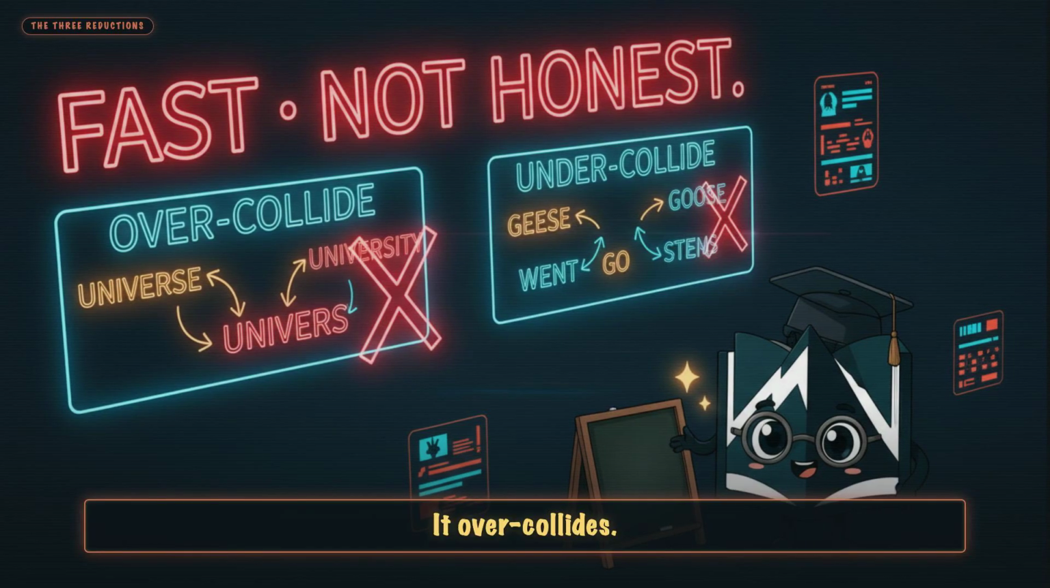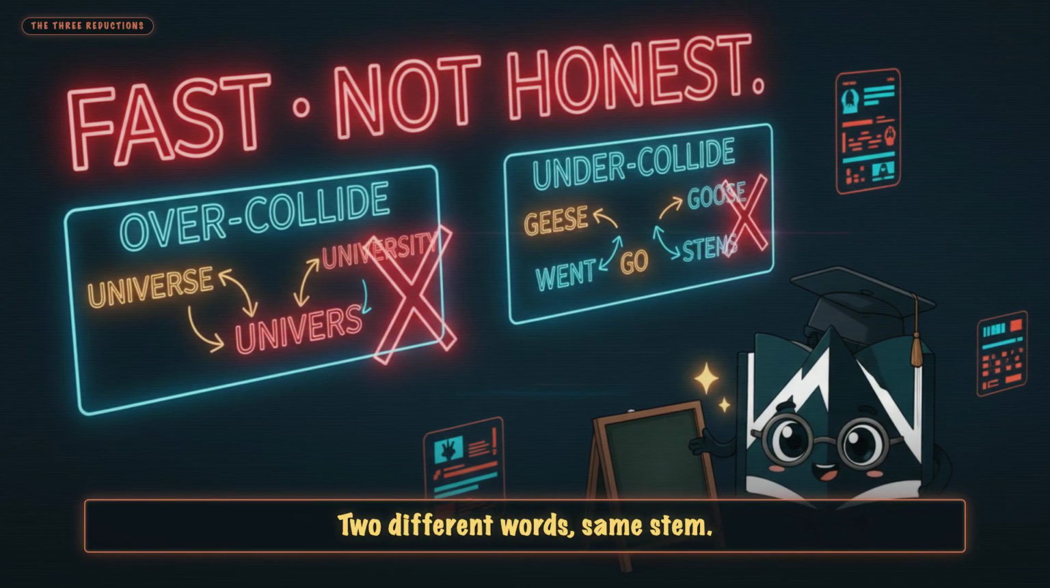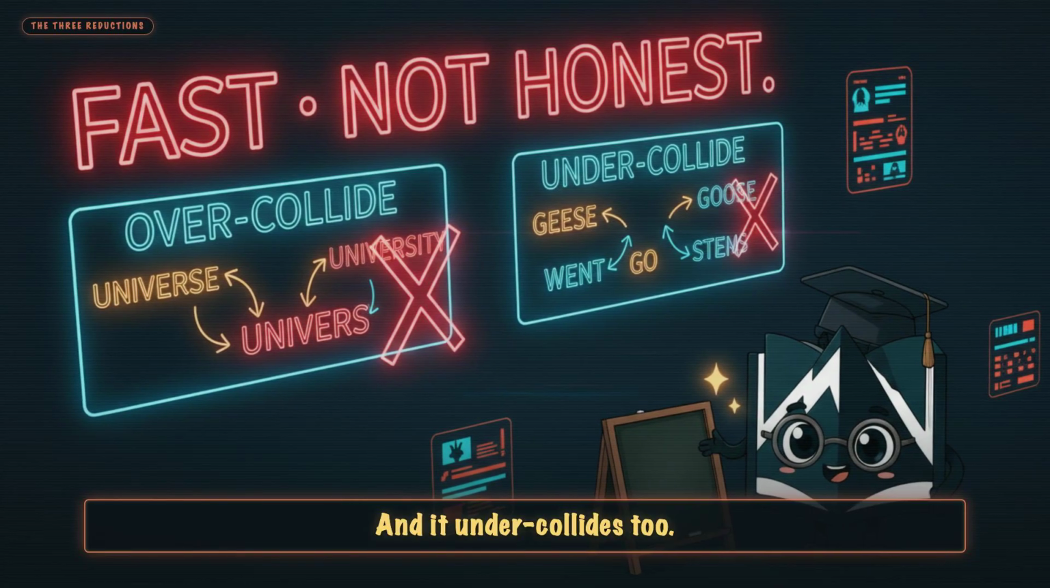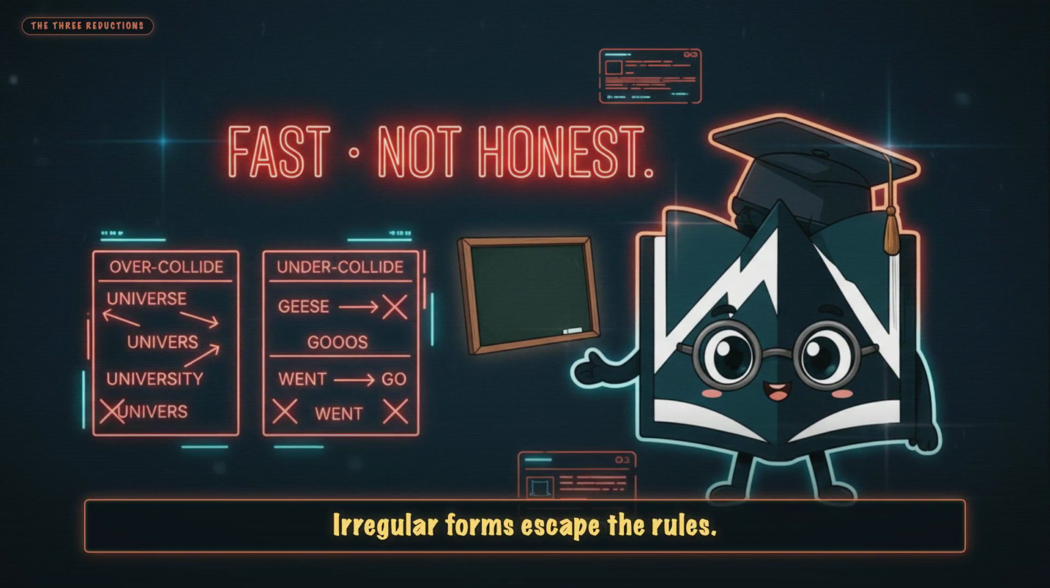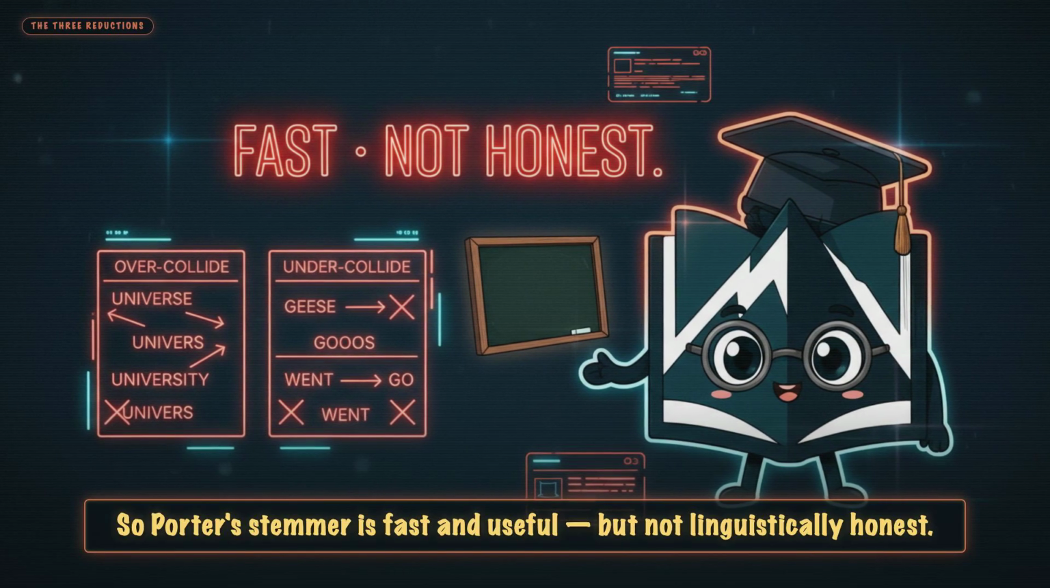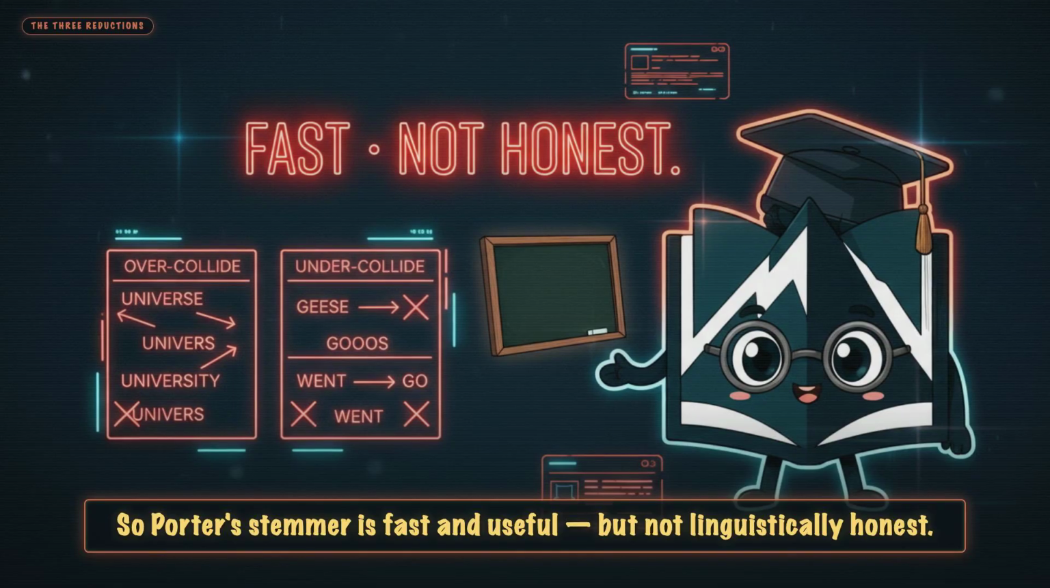It over-collides. Universe and university both stem to univers. 2 different words, same stem, and it under-collides too. Geese and goose, or go and went. Irregular forms escape the rules. So Porter's stemmer is fast and useful, but not linguistically honest.